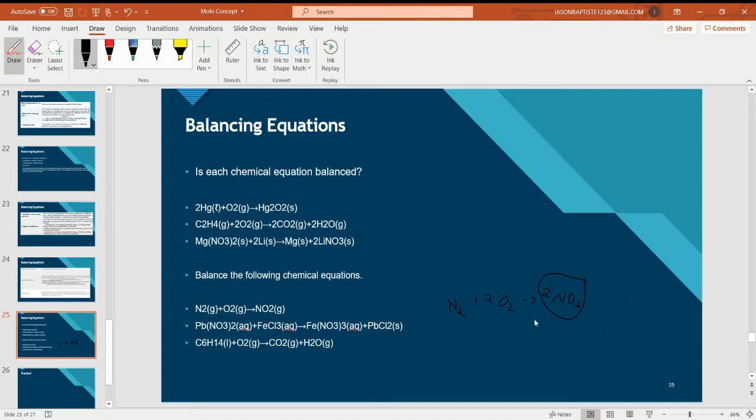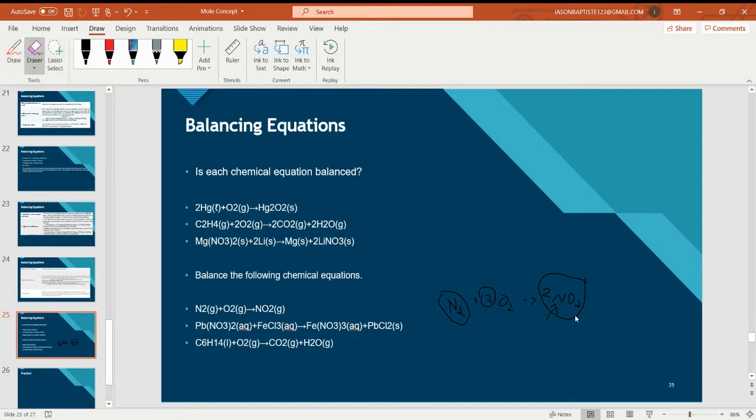And then we place the coefficient because we only have 2 here. We have 2 here, but only 1 here. So to balance that, we would put the 2 here, which we have right here. And then after that, we end up with 4 oxygens on this side. So we put a 2 here because it's the least complex substance, and put a 2 right here. And now we have 4 oxygens on both sides, so this equation is now balanced.